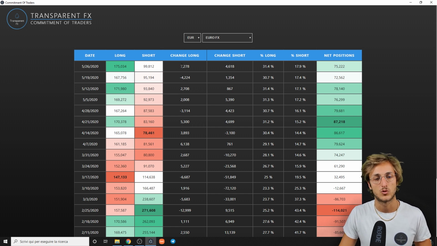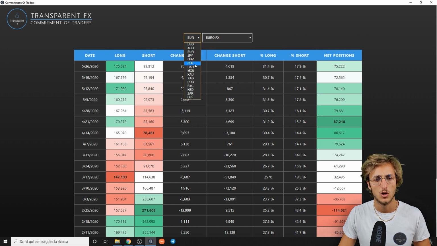And with the last report, we can also see that hedge funds have added another 7.2k longs from a euro perspective, and at the same time they added a little bit more shorts, because we definitely do expect a retracement, as I will now show you from a daily point of view.